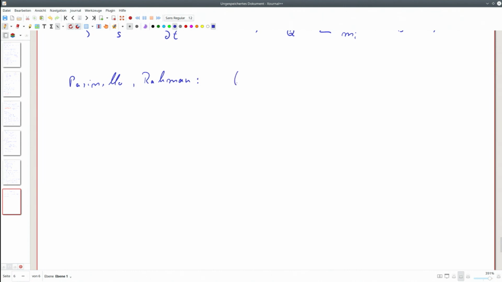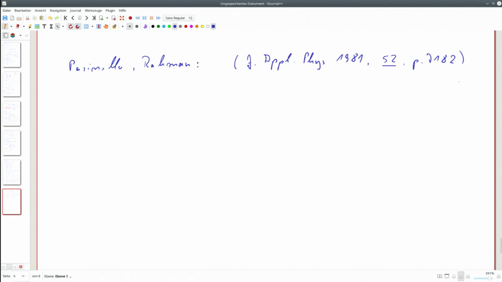All these things were developed in the 70s, 80s. I think it appeared in Journal of Applied Physics in '81, volume 52, page 7182, if any one of you wants to check it in its original form. I don't know whether I marked the reference of Nose.